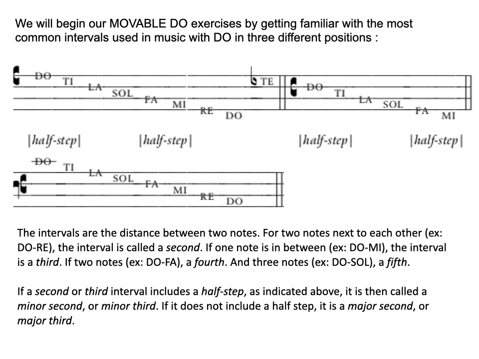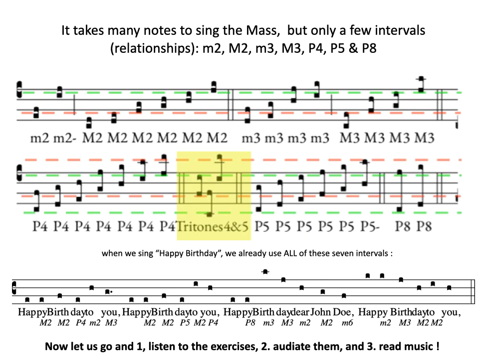Now, if a second or a third interval includes one of those half steps we just identified above, then it is called a minor second or a minor third. And if it does not include a half step, it's called a major second or a major third. Why am I telling you this?